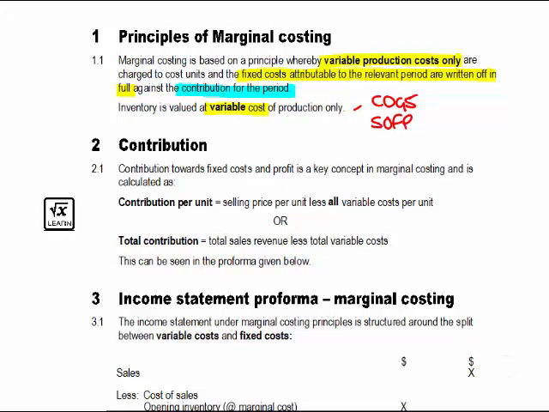Section 2 introduces the idea of contribution. Contribution is a really important concept in marginal costing, and it's one that we're going to use quite a lot as we go through this particular paper. Contribution is simply the contribution towards fixed costs, and when fixed costs are covered, profit, and it's calculated as the selling price per unit less all variable costs per unit. If we're looking at total contribution, it's quite simply the total sales revenue less the total variable costs.